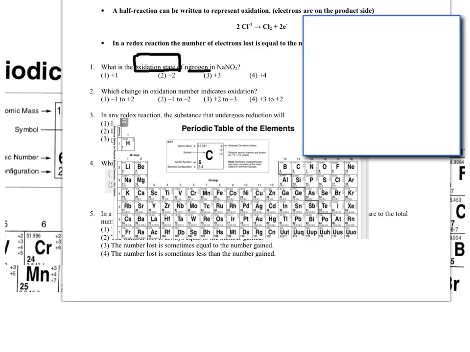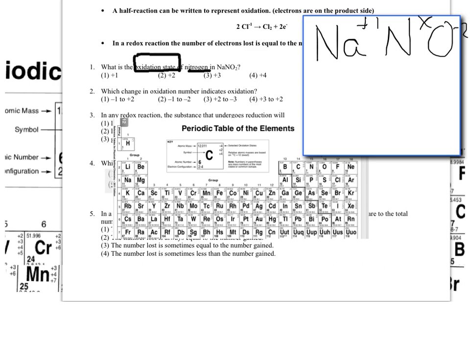So looking at our formula, we have sodium, nitrogen, and oxygen. Now what we're looking for is the oxidation state of nitrogen. So we'll just place an X here in the upper right-hand corner. Now looking at our periodic table, it's easy to observe that the only oxidation state for oxygen, element number 8, is a -2. So we'll place a -2 here in the corner. And the only oxidation state for sodium, element number 11, is going to be a +1.